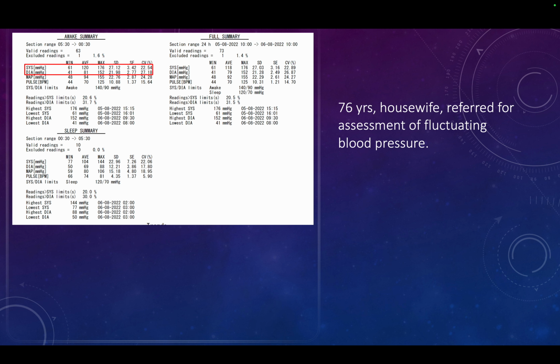Another very interesting phenomenon, which I think is unusual, I have seen in a couple of patients. This is a lady who was referred for very fluctuating blood pressure. Particularly after a meal, she would have a significant drop in blood pressure. Maximum systolic blood pressure was 176, minimum 61. Yes, you heard it right. So there was a blood pressure variation in pulse, a diastolic blood pressure variation, and a blood pressure variation at night, nocturnal blood pressure.